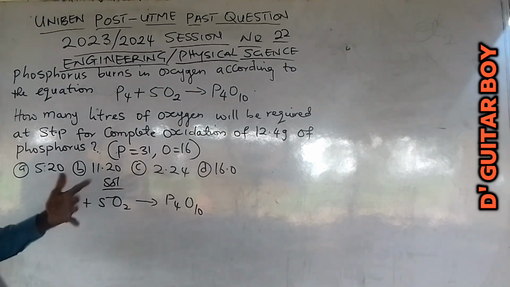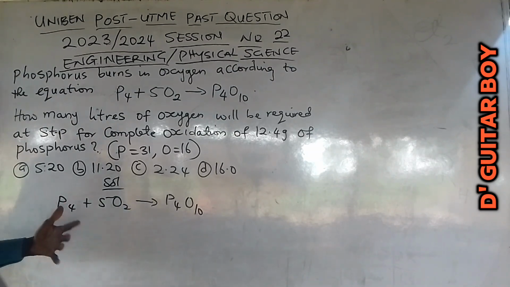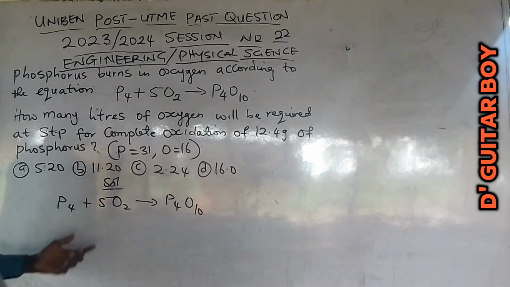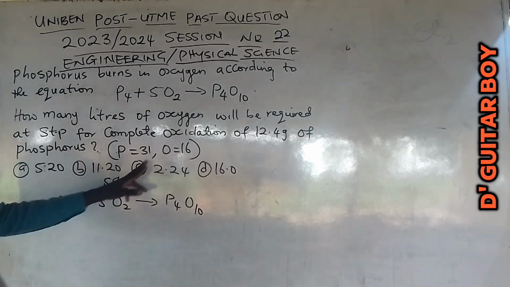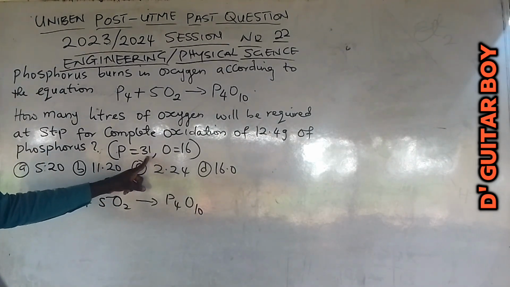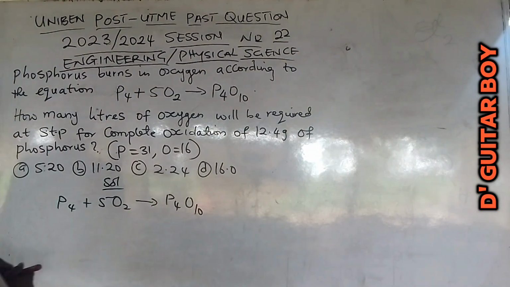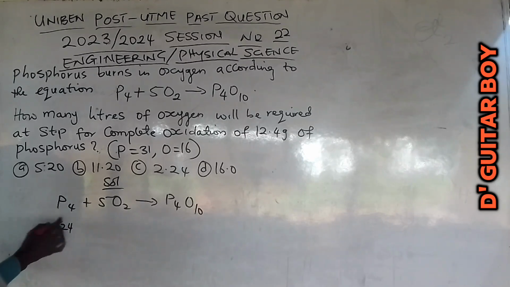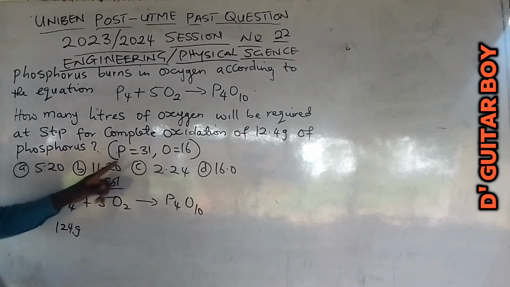This is an objective question, you don't have to waste all the time. If I was the one inside the examination hall, I wouldn't even bother to write anything. I would get my answer straight up. So how many phosphorus do you have here? You have 4 phosphorus, and 1 is equal to 31. So you multiply 31 by 4, and it will give you 124. That is 124 grams, the relative mass of phosphorus.